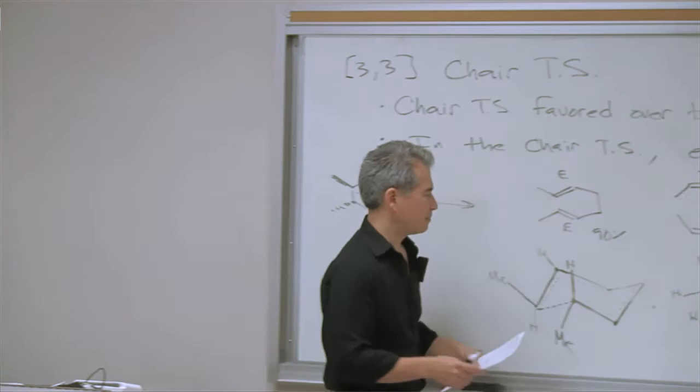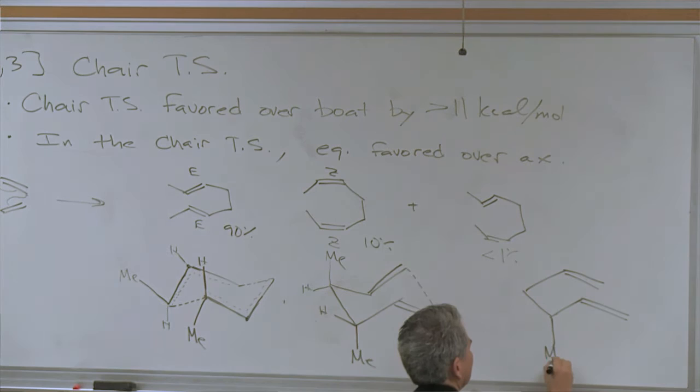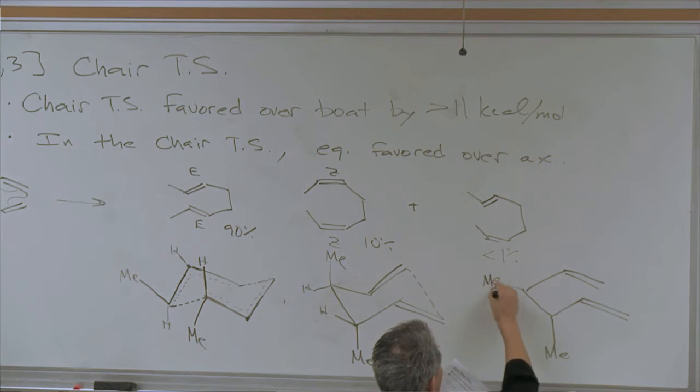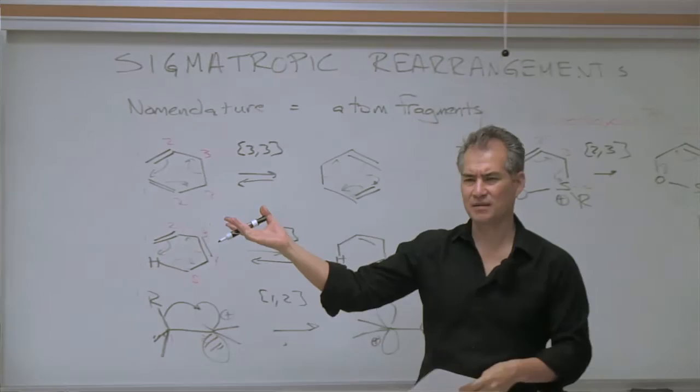Okay, and then the last possible transition state is just a total non-starter here. I'm going to draw this boat-like transition state. One of these methyl groups gets to be kind of pseudo-equatorial. The other methyl group has to be axial, but that's not the problem. The problem is that it's boat-like. And so you see almost none of the product from the boat-like transition state.